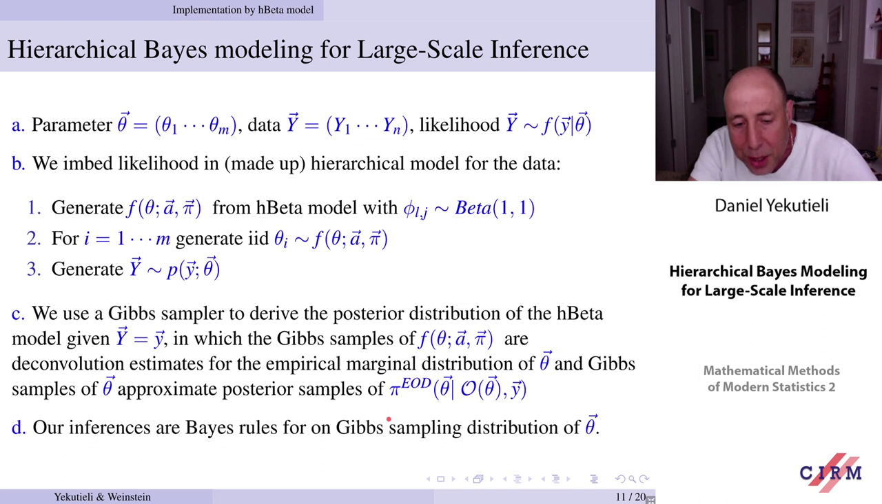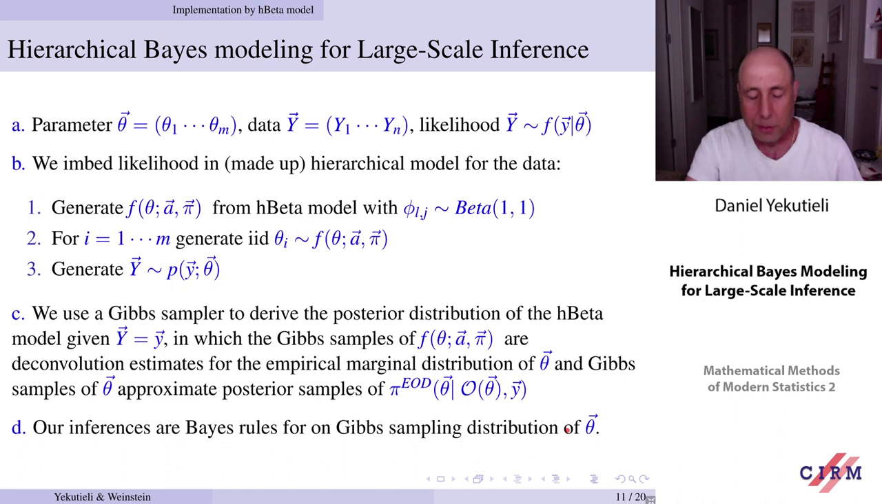Once we run the Gibbs sampler with this structure, the posterior samples we get automatically approximate the posterior distribution of theta, our parameter vector, given the order statistics and Y. In particular, the posterior distribution of the order statistic is approximated by this random posterior distribution function. So we run our machine, and the bottom line is that our inferences are Bayes rules based on the Gibbs sampling distribution of our parameter vector. Okay, so this is what we do.